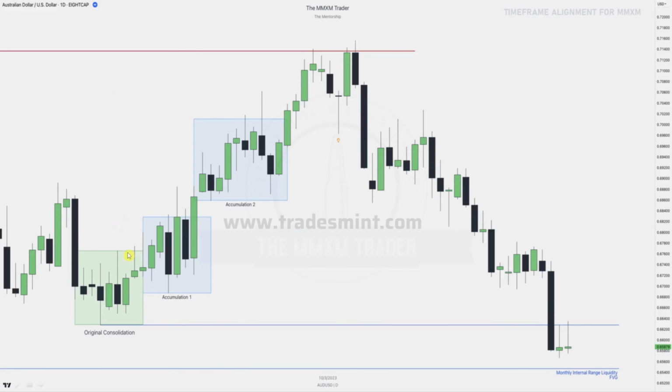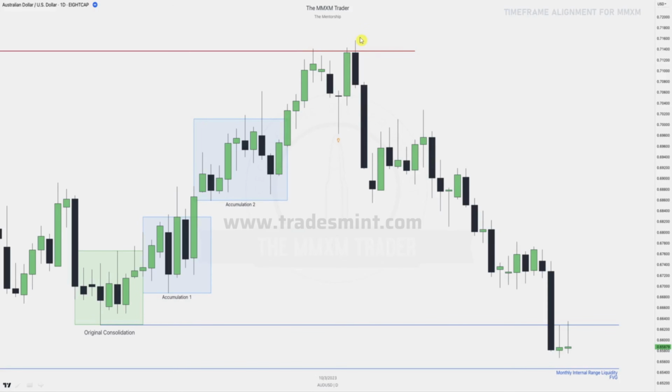So on a daily time frame, we can see this original consolidation starting down here. Sell stops below it, obviously, right? Market expands higher, forming accumulation phase number 1, expanding higher again, accumulation phase number 2, and then eventually we keep going until we hit that premium level, right? So over here, that monthly external range liquidity, right?